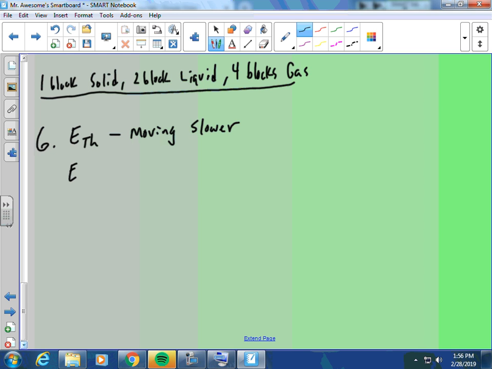Talk about the phase energy, okay? Or phase energy, talk about the arrangement of the particles, which means particles in this case getting closer together.